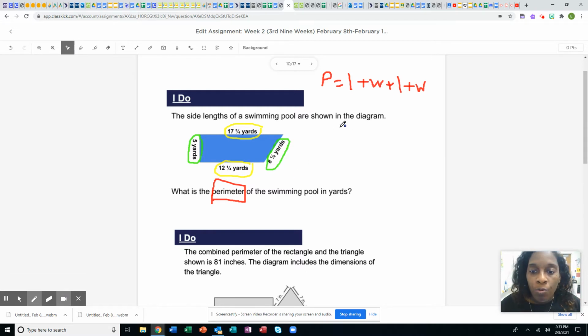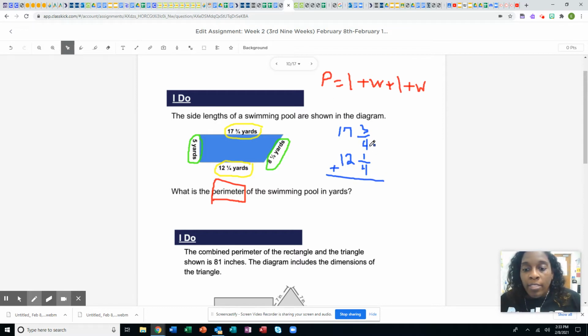So we're going to do this like standard algorithm, and this is 17 and 3/4, and we have 12 and 1/4, and we're adding these together. Okay. Now, I notice that they both have the denominator of 4, so we can just go ahead and add these together. We do not have to convert these to get the denominators to be the same. They're already the same, okay?